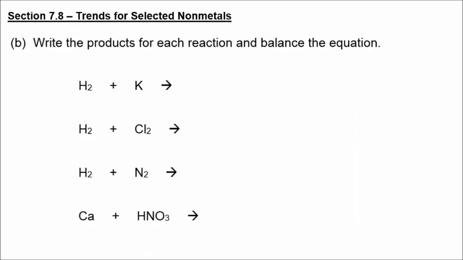Here are some reactions of hydrogen. It will form a metal hydride, so potassium hydride. It will form hydrogen chloride. It will form ammonia, NH3. And calcium can react with nitric acid to produce hydrogen gas. It forms calcium nitrate and hydrogen, again in a single replacement reaction.